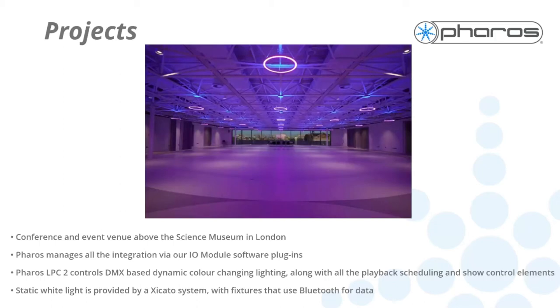So in this project specifically, Pharos was controlling some DMX-based lighting that was doing some nice dynamic color changing. Obviously, it was taking care of all of the scheduling and the show control elements, as I've just mentioned. But the Xicato system was providing just the white down lights using their Bluetooth mesh topology.